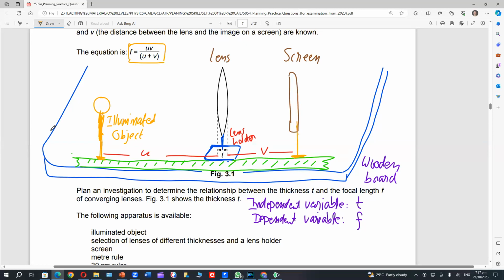Take another lens. Measure its thickness.